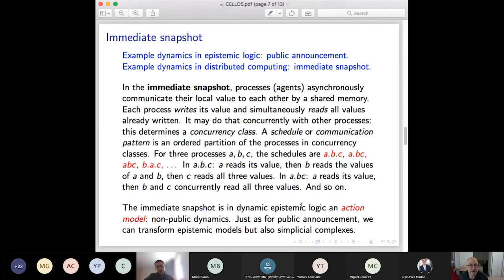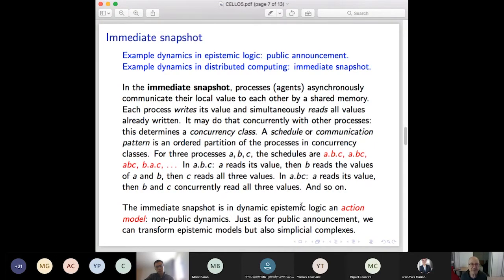So there are a number of ways to model this, but in what is known as the immediate snapshot, the agents communicate with each other by way of a shared memory. And the idea is that they all, more or less simultaneously, but not exactly simultaneously, write their value on this memory and then read all the values that are available on the shared memory at that stage.